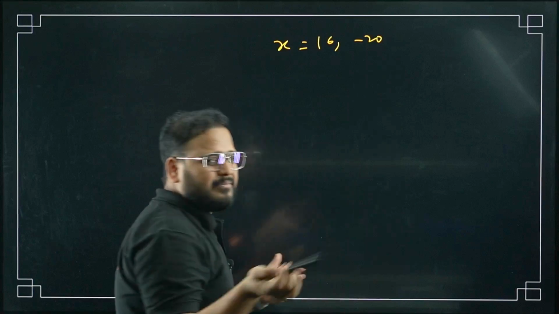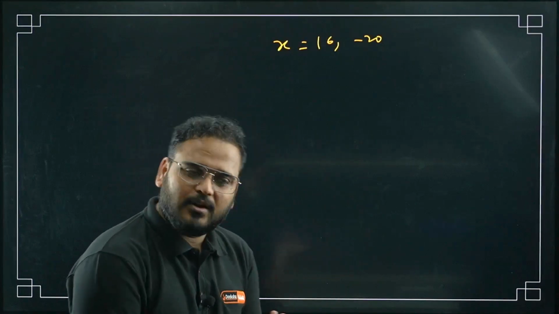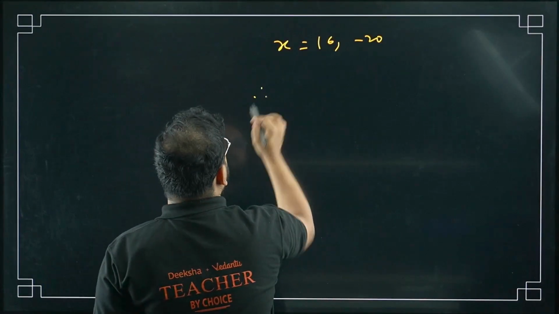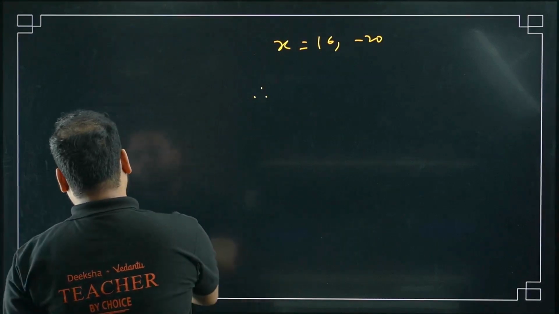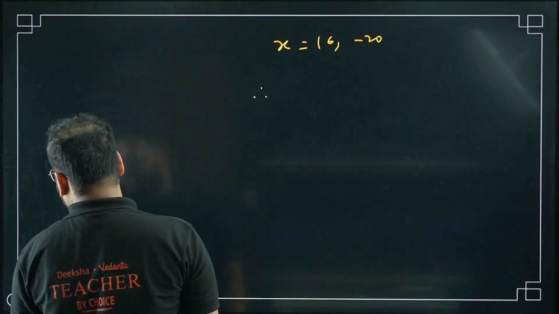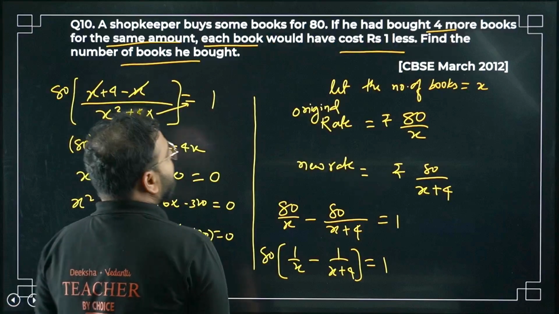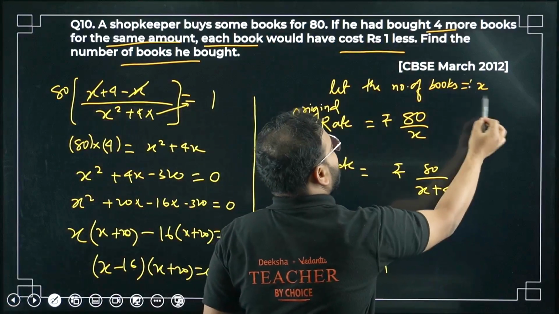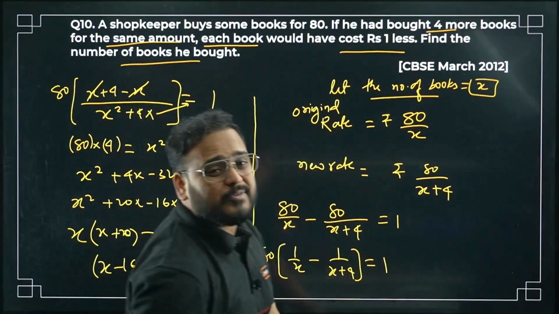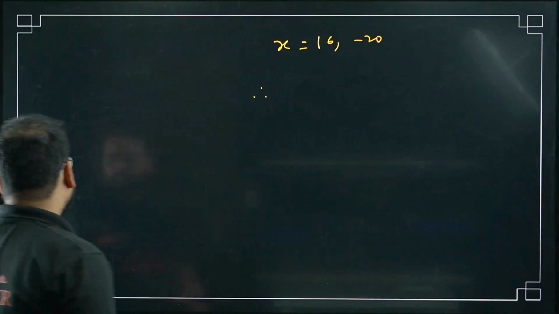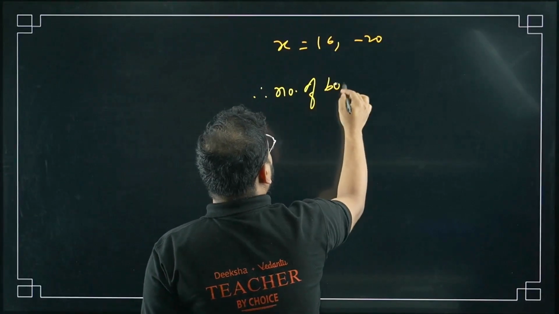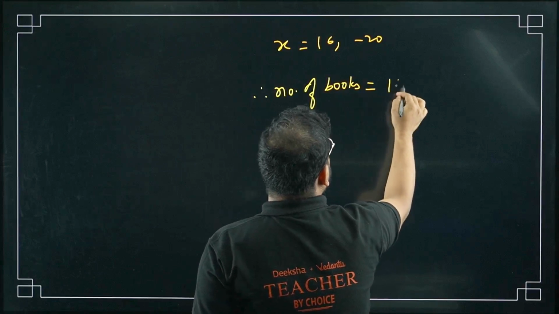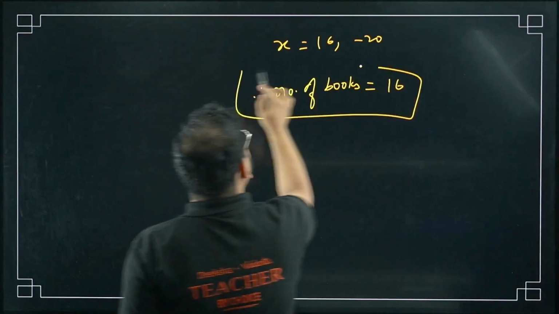Can the cost be negative? Not the book cost, right? What are they asking? The number of books, not cost. X is the number of books. Can the number of books be negative? No. Hence, the number of books is going to be 16.